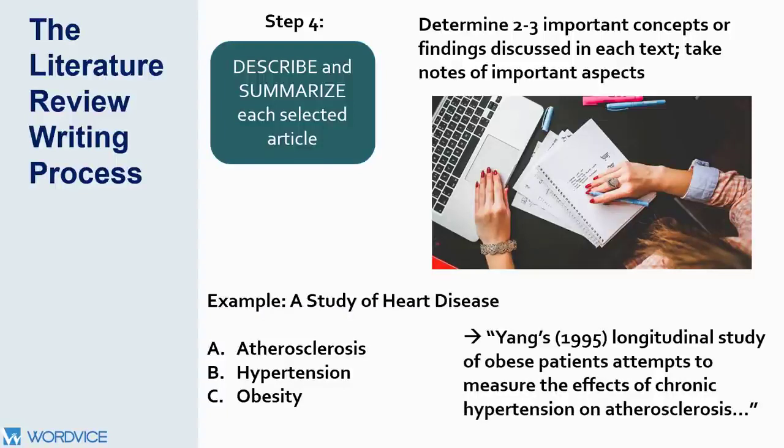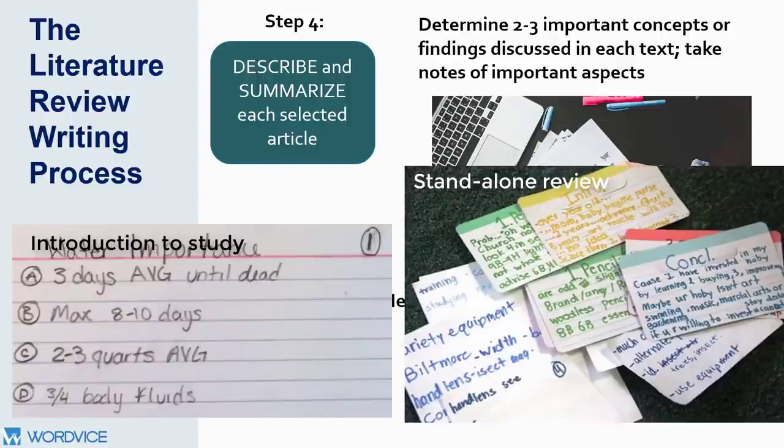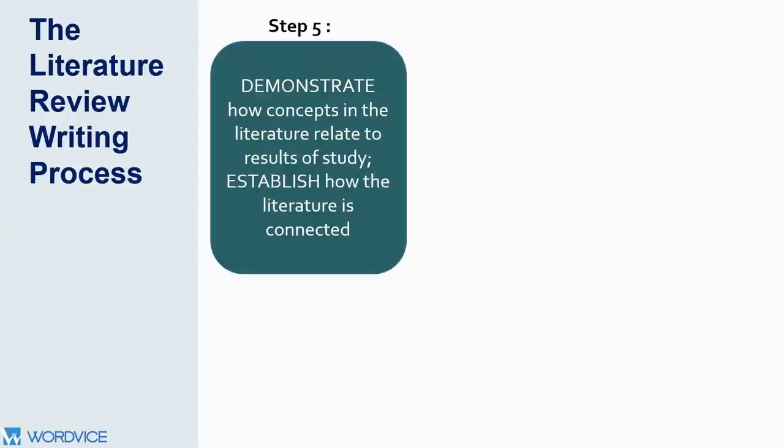For instance, Yang's 1995 longitudinal study of obese patients attempts to measure the effects of chronic hypertension on atherosclerosis. In reviews that introduce a study, these can be relatively short summaries. In standalone reviews, there may be significantly more text and concepts to review. After you've summarized each article, you want to demonstrate how these concepts in the literature relate to what you discovered in your study, or how the literature connects the concepts or topics being discussed.